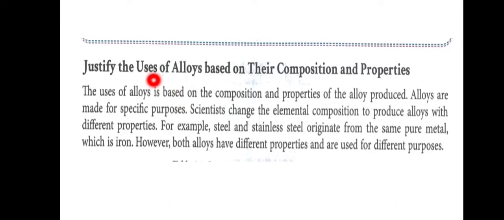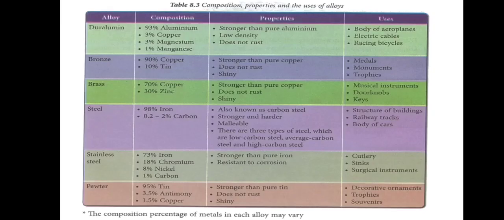The uses of alloy based on their compositions and properties. The uses of alloy are based on the composition and properties of the alloy produced. Alloys are made for specific purposes. Scientists change the elemental composition to produce alloys with different properties. For example, steel and stainless steel originate from the same pure metal, which is iron. However, both alloys have different properties and are used for different purposes. So dia punya properties itu bergantung kepada apa tujuan dia dibina. So ini adalah composition, properties and the uses of alloys.